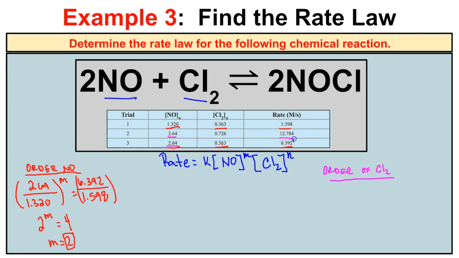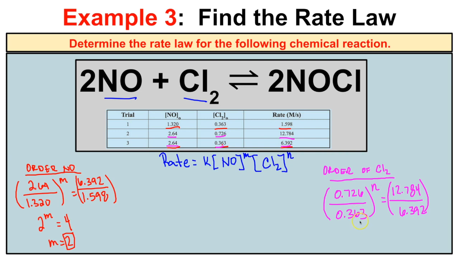And so we're going to take a look at the rates of trial 2 and 3 when we hold NO constant, and we're going to take a look at the concentration of Cl2 in trial 2 and 3. If we take a look here, the higher of these two values is 0.726. The lower of our 2 values is 0.363. We're going to raise this to the power of n, and this is going to equal the higher of our 2 rates over the lower of our 2 rates. So 12.784 divided by 6.392.